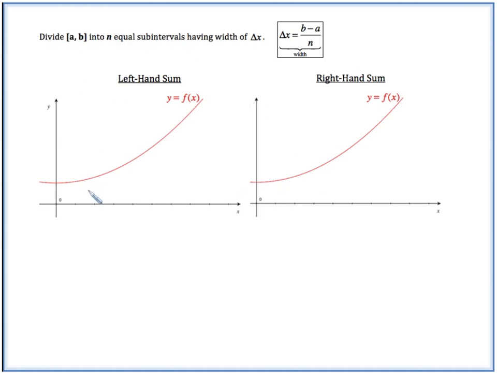So let's go ahead and draw our region, okay, from A to B. And we want to divide the region into n equal subintervals having the width of delta x. And so we can just use these hash marks right here to help us divide this into our subintervals.